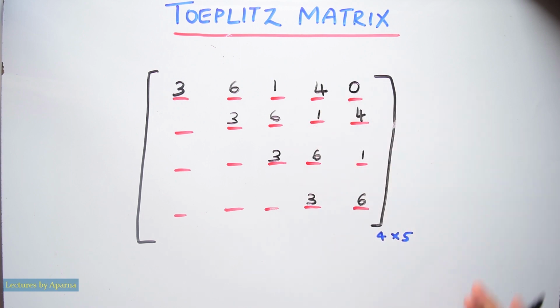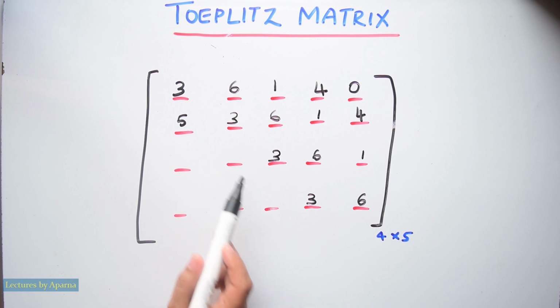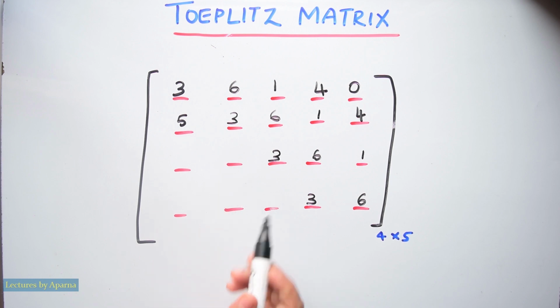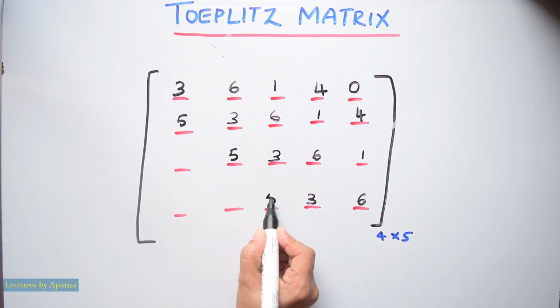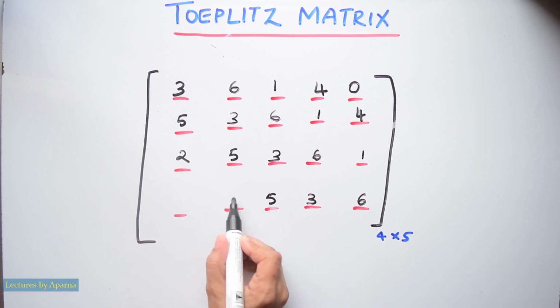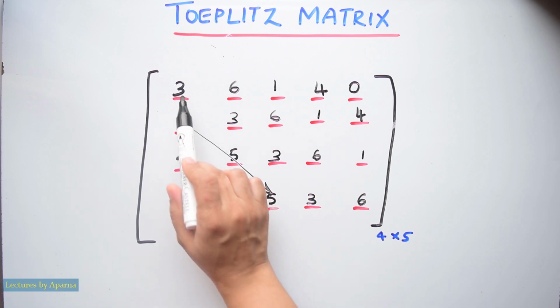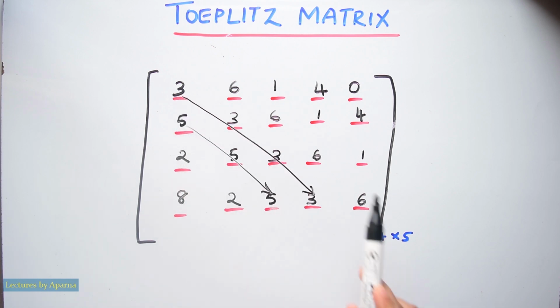And I am putting a 0 here. Next I am choosing a number 5 here. I have to write 5 in these two places to make it a Toeplitz matrix. So 5 and 5. Next I am choosing a number 2. I have to fill this position with number 2. And I am putting number 8 here. Now this matrix is a Toeplitz matrix. You can see that these descending diagonals have become same. So this is a Toeplitz matrix.